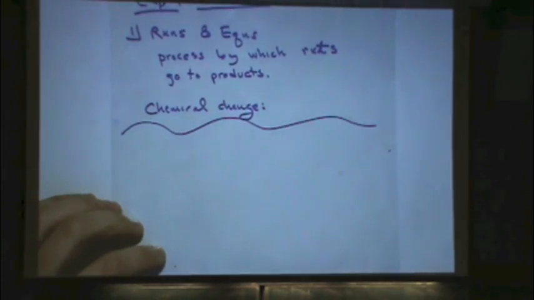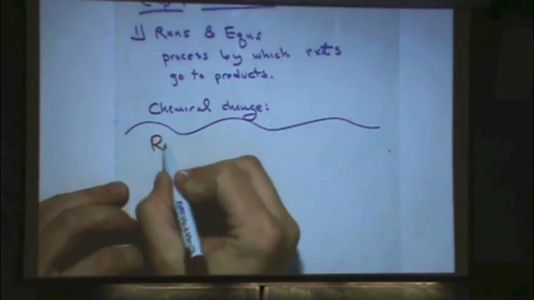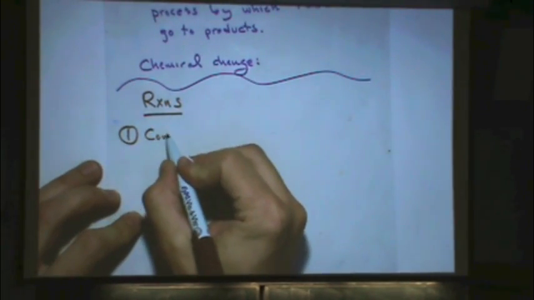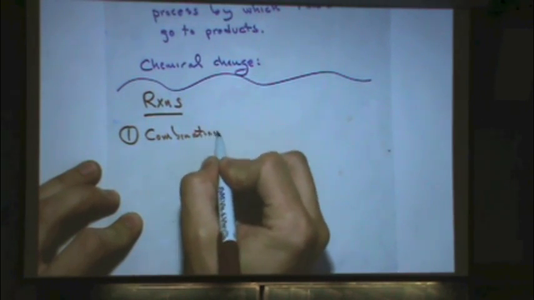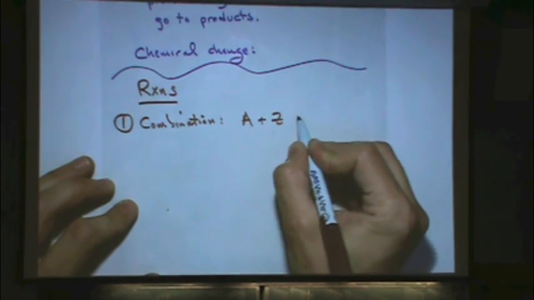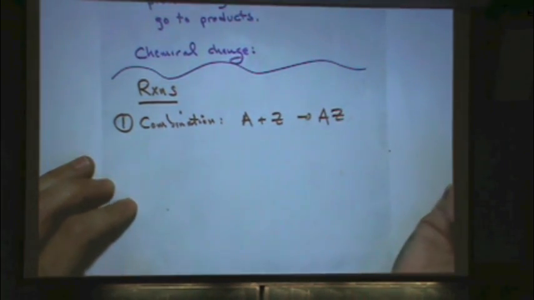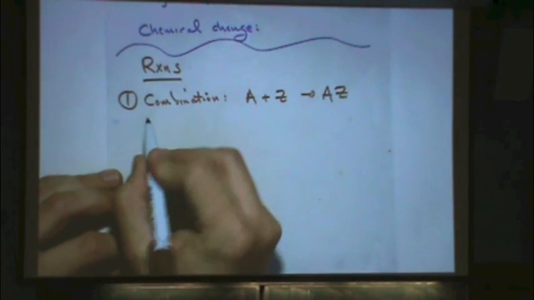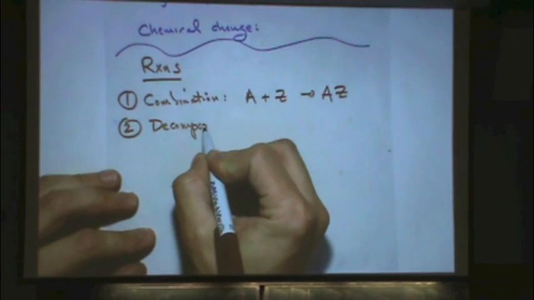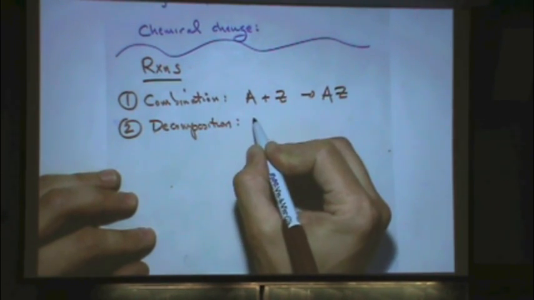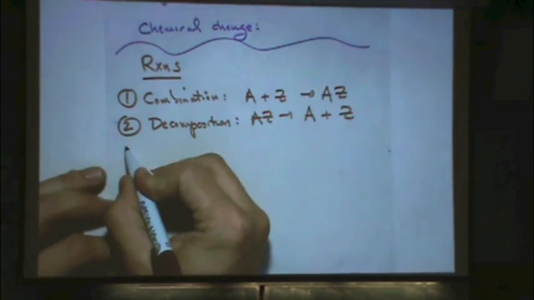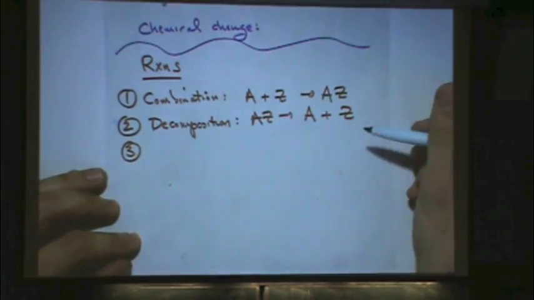Okay, I need to show you a bunch of different classifications of reactions. So I'm going to teach you 1, 2, 3, 4, 5 types of reactions that you'll have to be able to classify. Number one, combination. This would be like A plus Z goes to AZ. A banana sees a gorilla, and they love each other, okay? Combination. Second type, decomposition. Maybe the banana does not like the gorilla, and decomposes.